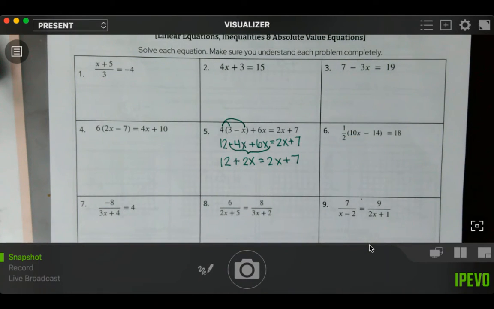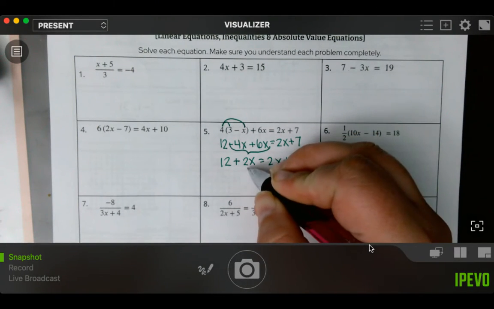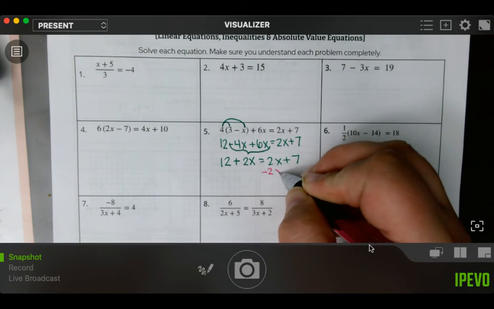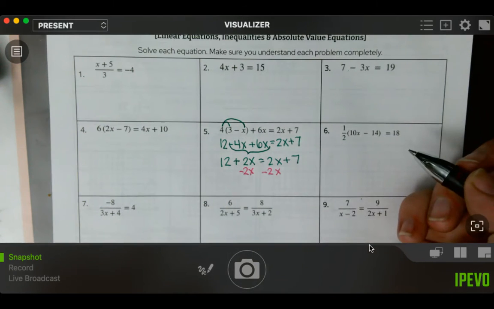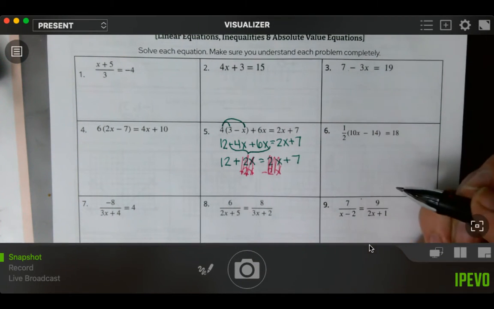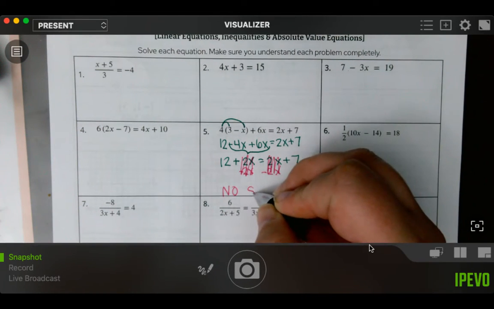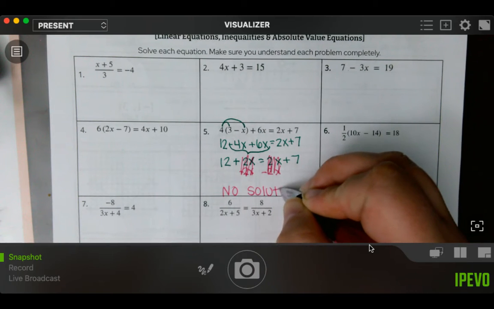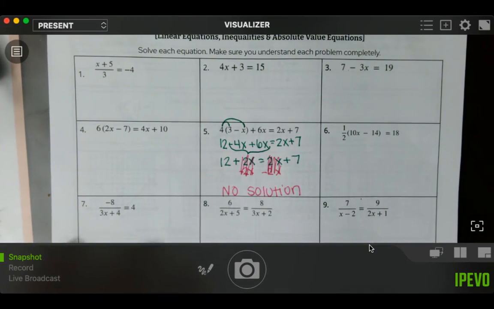And what some of you will notice is that I have the same number of x's on the left and the right. So if I want to get rid of these and move them over here, I would subtract them. But what happens when I do that is they both cancel out, and I'm left with 12 equals 7. That's not true, so this one has no solution. If that had been something like 12 equals 12, we would have infinite solutions.